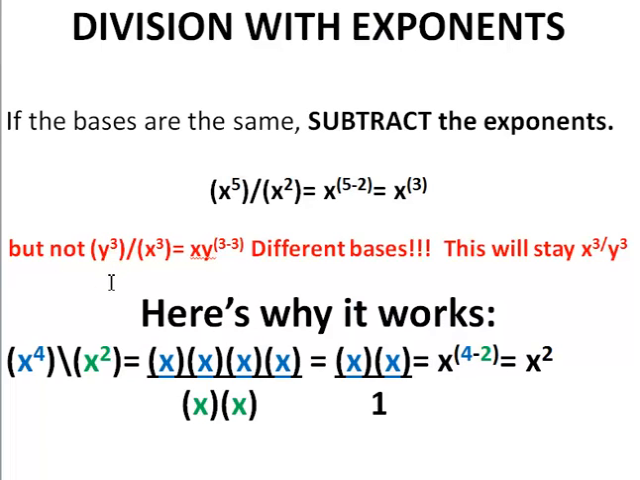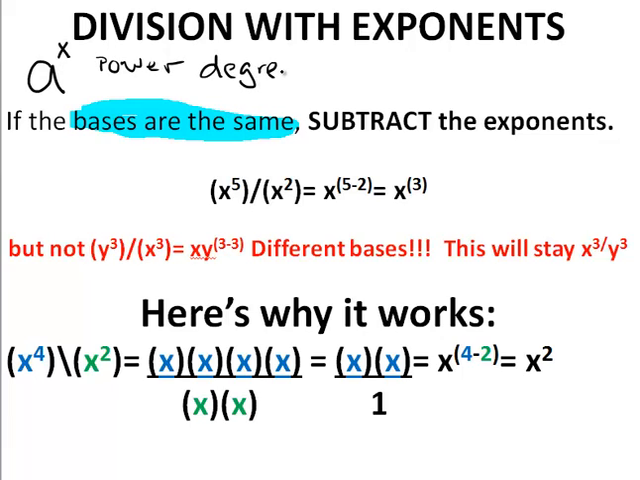Now, there are some similarities, of course, between multiplying and dividing with exponents. With multiplying and dividing exponents, you can only do it if the bases are the same. Remember, the big number is the base and the little number is the exponent. Sometimes it's called a power, sometimes a degree. Anyway, what we're worried about here are the bases being the same. If they're the same, you are allowed to subtract the exponents.